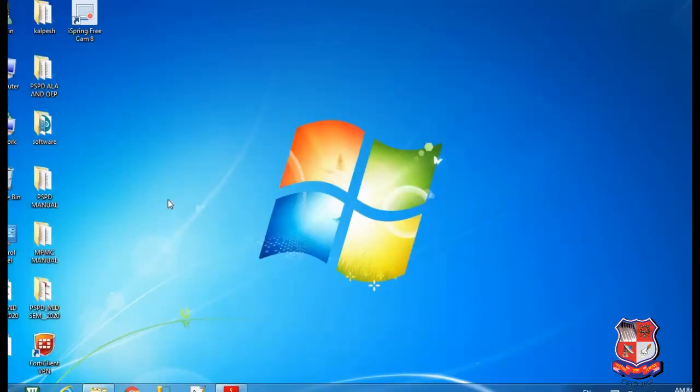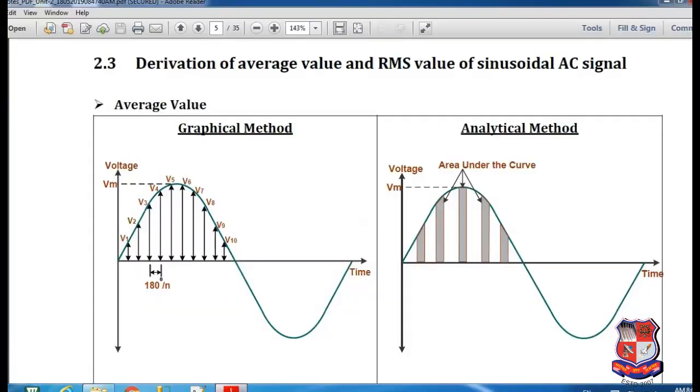Good morning, myself Professor Pinkesh Patel from the Electrical Engineering Department. Today I am going through a subject of Basic Electrical Engineering, first year. The first question is the derivation of average value and RMS value of sinusoidal AC signal. So firstly we can start with the average value.